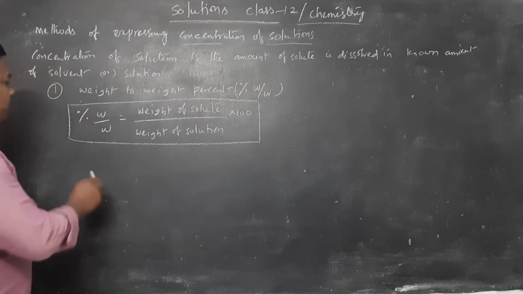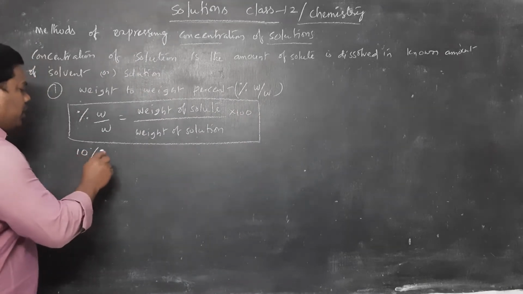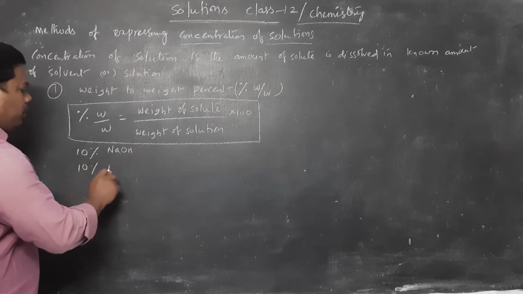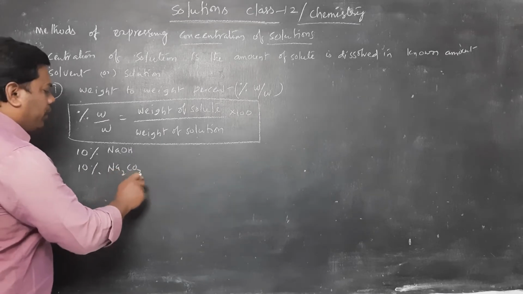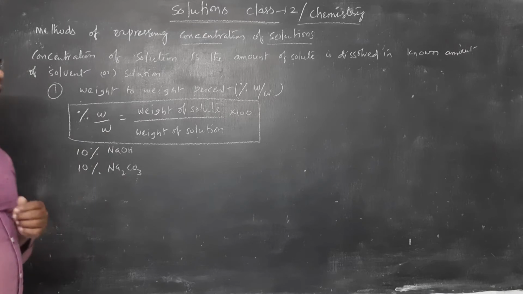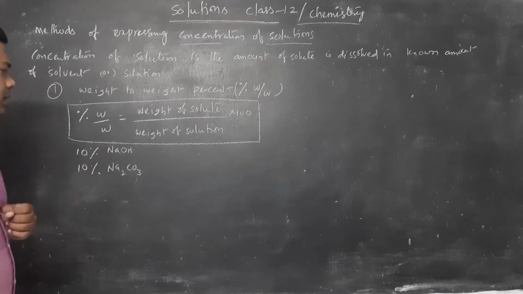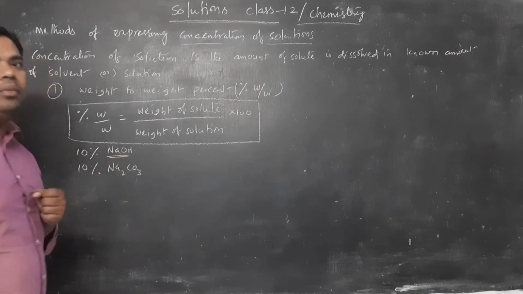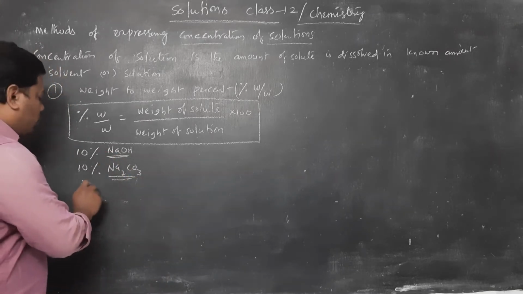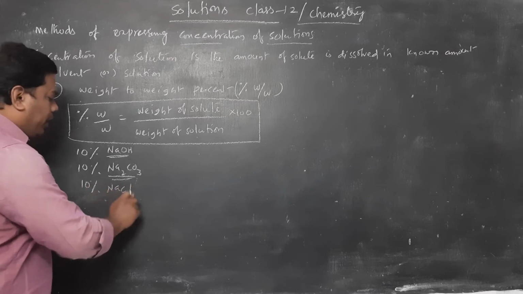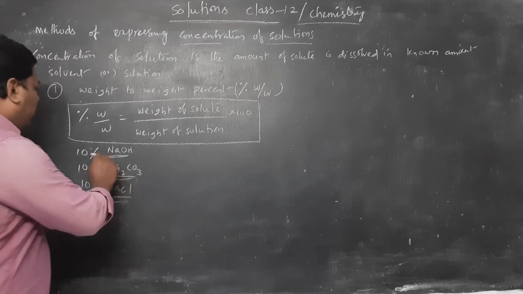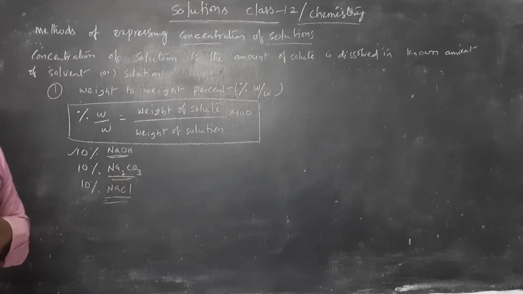For example, we will take 10% of sodium hydroxide. You can take 10% of sodium carbonate, or 10% of sodium chloride. Generally, sodium hydroxide is a solid material, sodium carbonate is a solid material, and sodium chloride too. So all these materials are solid in nature. So how can we express 10% of sodium hydroxide?